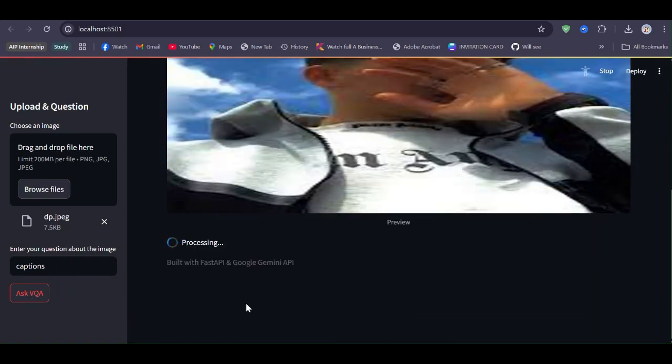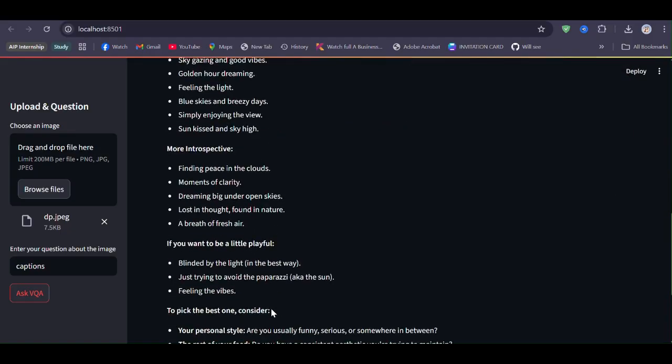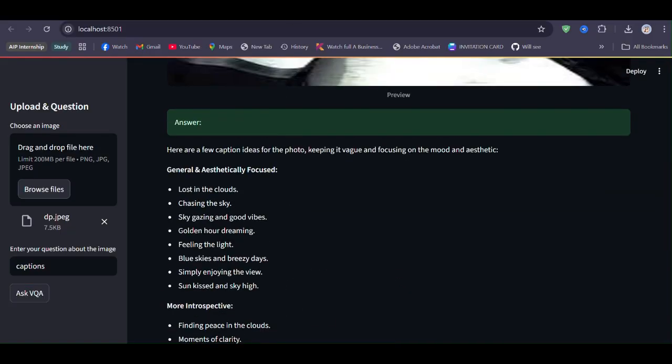It is also useful for visually impaired people, so that they can understand the image. And so this is the VQA that is based on VLM technology.